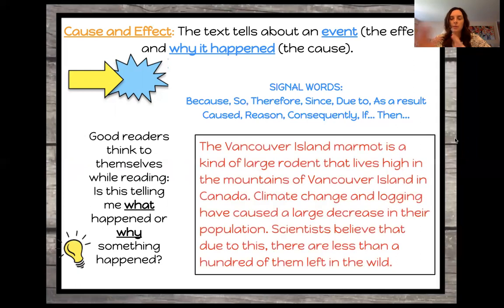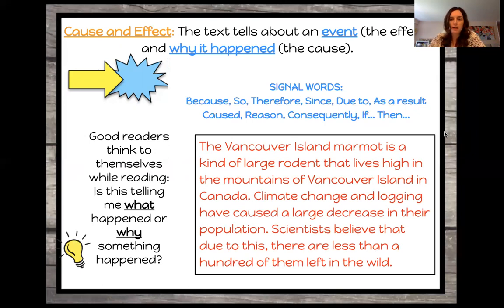So let's look at an example. The Vancouver Island marmot is a kind of large rodent that lives high in the mountains of Vancouver Island in Canada. Climate change and logging have caused a large decrease in their population. Scientists believe that due to this, there are less than 100 of them left in the wild.